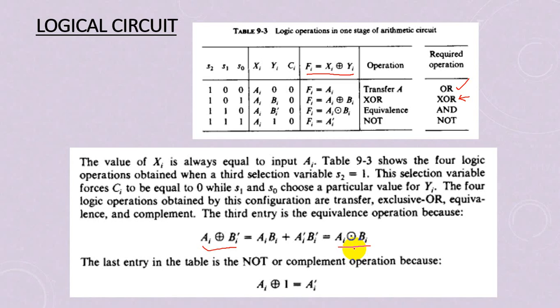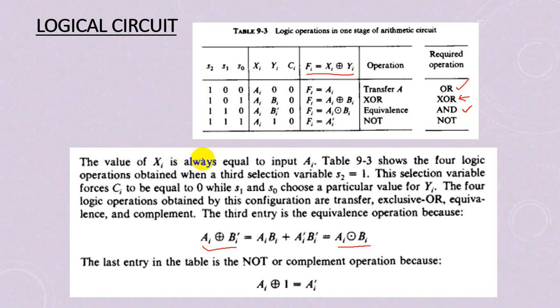But we don't want that equivalence operation. What we need is the AND operation, for example. So for this third option, we need to modify A to get the AND operation, not the equivalence operation, because we want the AND operation in the third case. That's our requirement, for example.